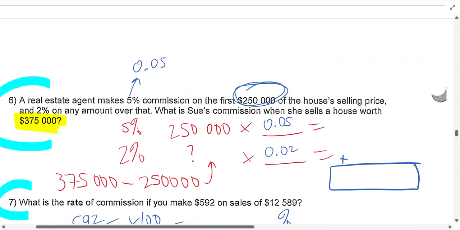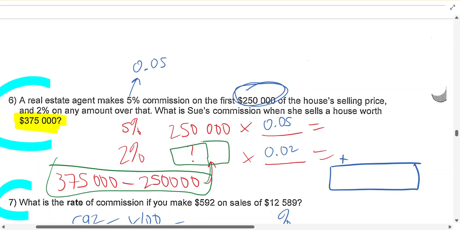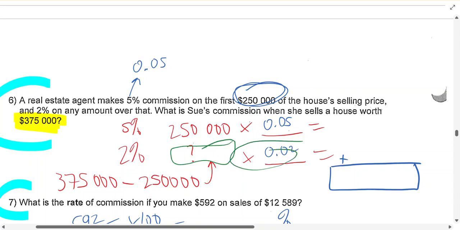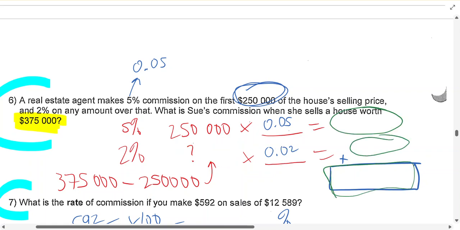This one's super common. You have some money, 250,000, at 5%, and some money over that at 2%. So if she sells it for 375,000, you have to subtract in order to figure out how much extra. You subtract, and that's the amount she earns 2% commission on. So then you go 2%, this amount of money, times 2%. Once you have the commission at 5% and the commission at 2%, we add them up to get a grand total. This is very, very common for real estate.